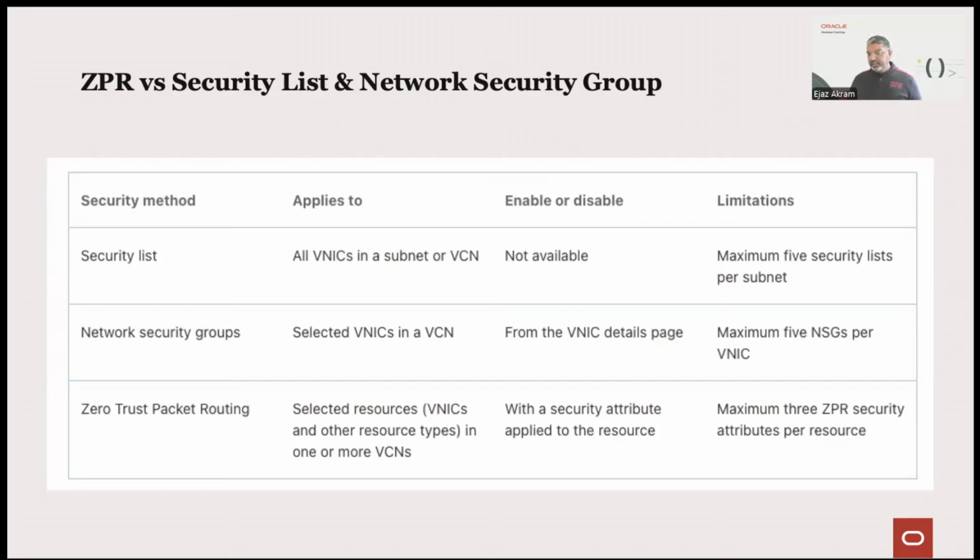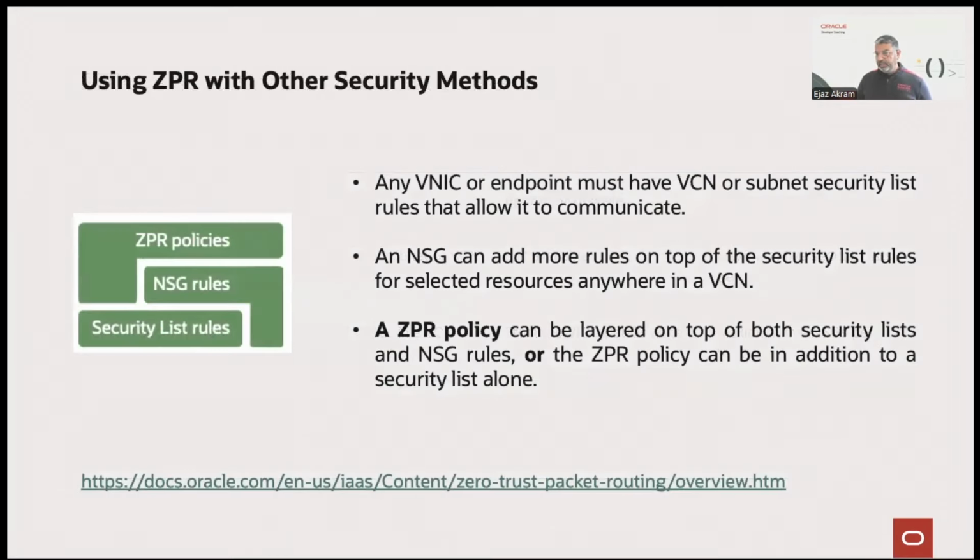Now, zero trust packet routing lets you select resources, so VNICs, as we saw before, in a single VCN and across multiple VCNs. You can enable or disable security attributes, so more flexibility, and a maximum of 3 security attributes per resource is currently what you can apply. So I think that's a quite good chart to give you an overview of how you are actually applying those three in conjunction and what the values are.